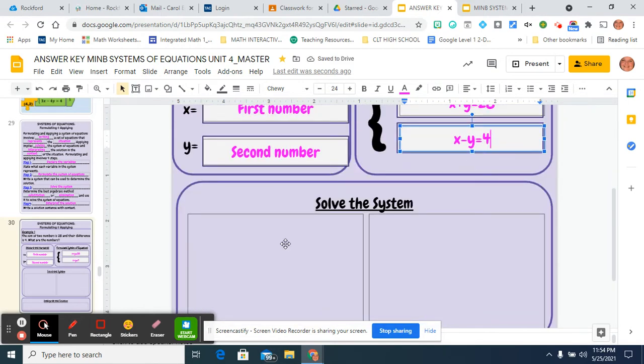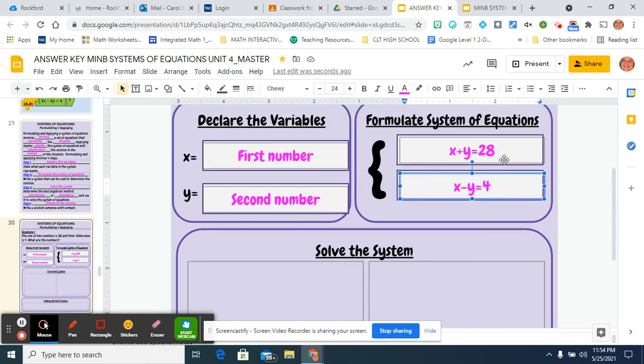So I'm going to take my system and decide next, when I'm solving it, which do I think is the best method to use, substitution or elimination? Well, if I line these up, x and x, y and negative y, I can see I have an additive inverse right there. So I think elimination is going to be the best method. So x plus y equals 28 and x minus y equals 4.